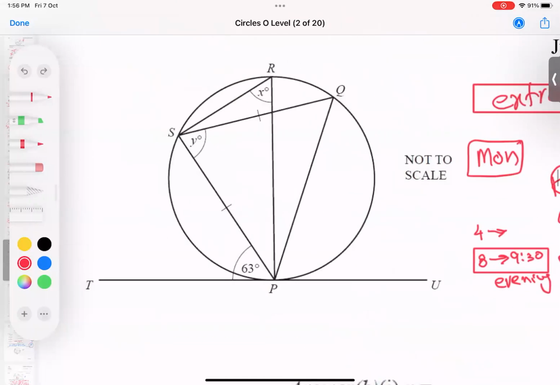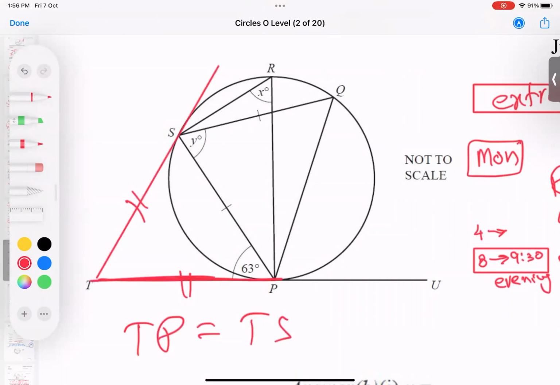So, for example, here we have one tangent and a second tangent. If I make it from here till here, you can say that this length, TP, is equal to TS, because this length and this length are equal to each other. So in this way, we can find the unknown.